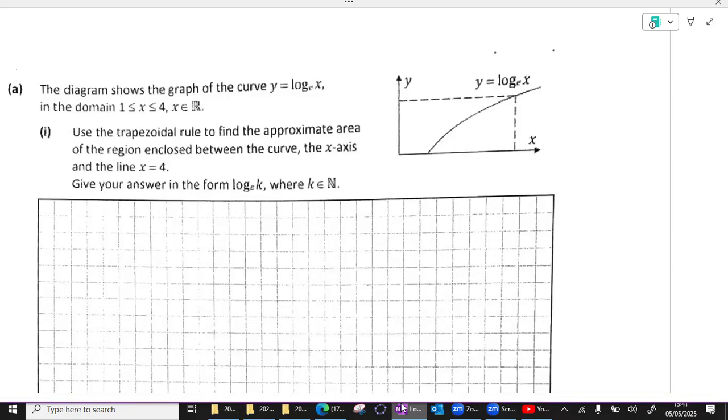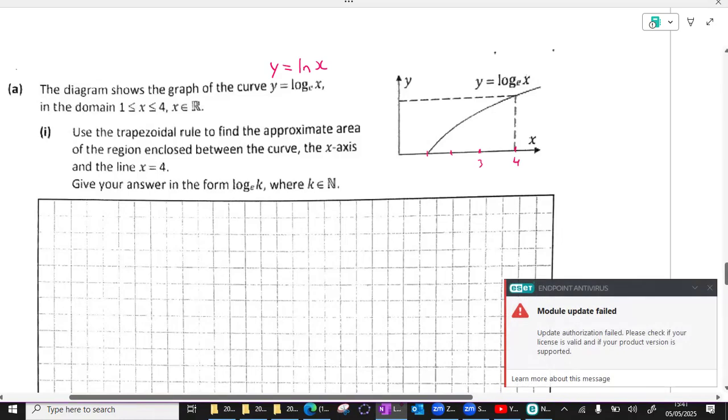Okay. So I suppose the first thing to understand is if it is log to the base e, another way of saying that is natural log. It's in the domain between 1 and 4. Even if we just make a little sketch, so that's 1, that's 2, that's 3, and we know this is the line 4. So they would be our x values.